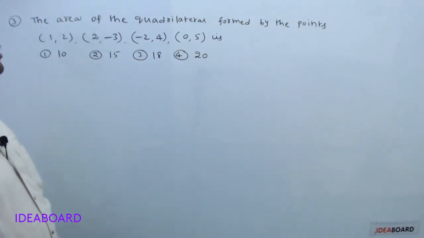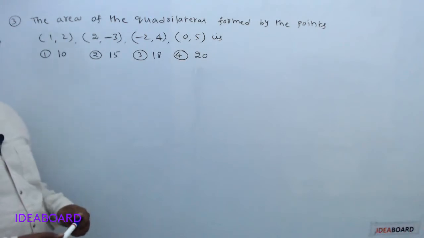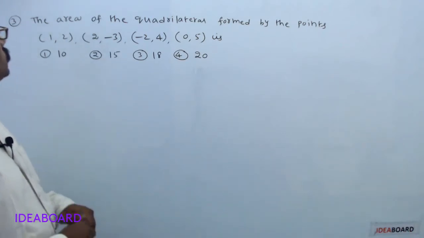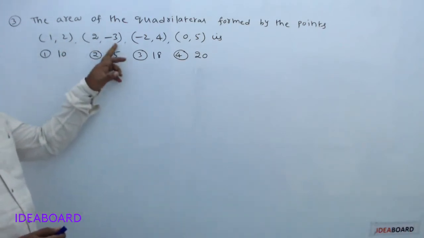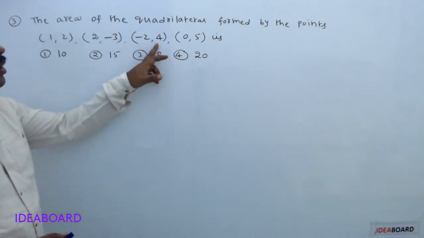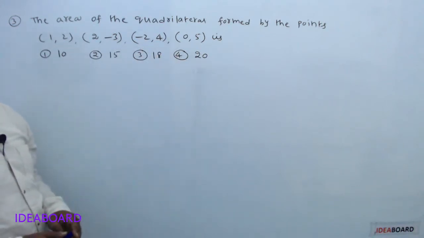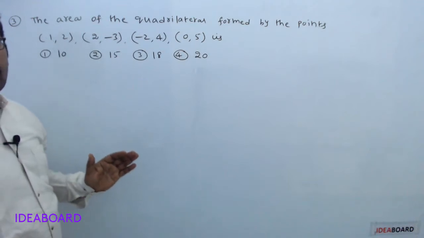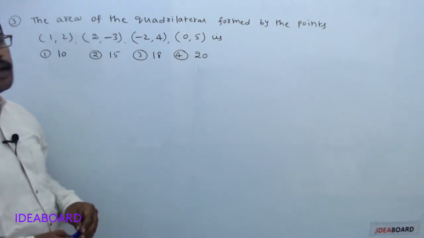Come to the next problem. Area of the quadrilateral formed by the points (1, 2), (2, minus 3), (minus 2, 4) and (0, 5). First write down the formula for area of quadrilateral.